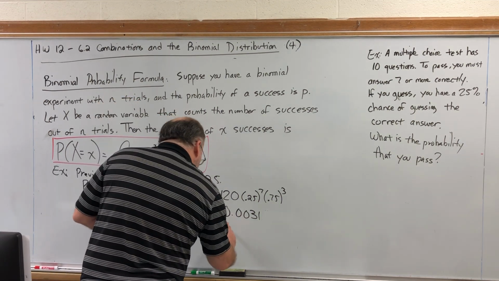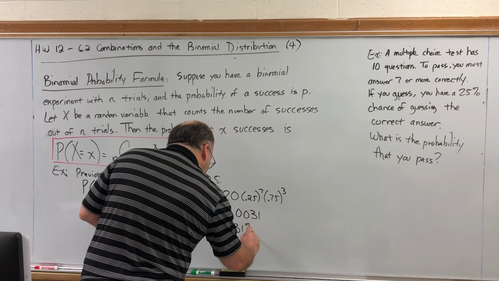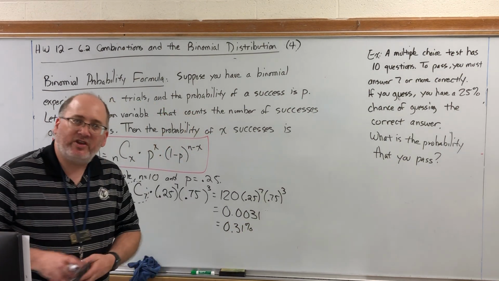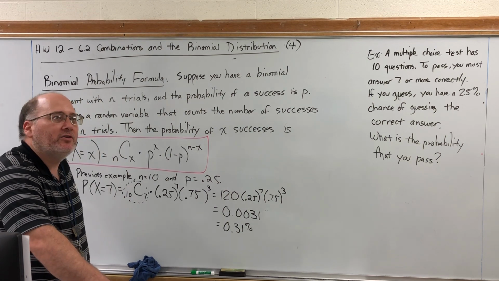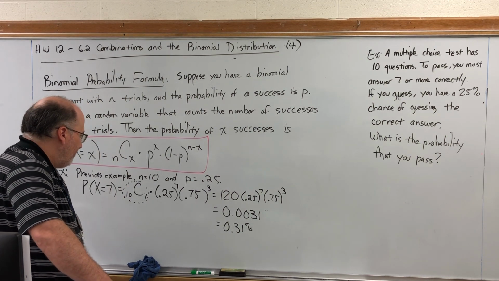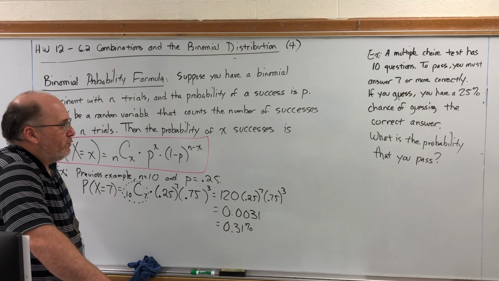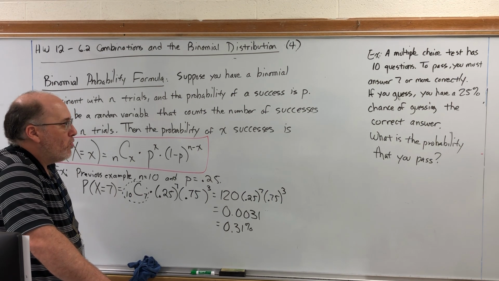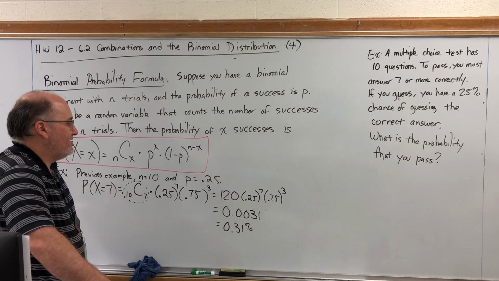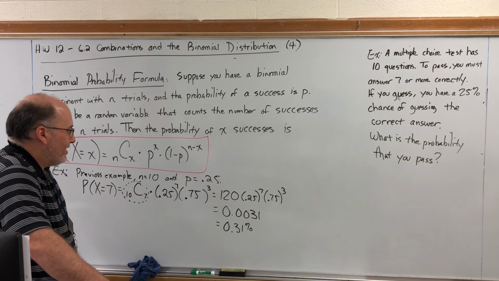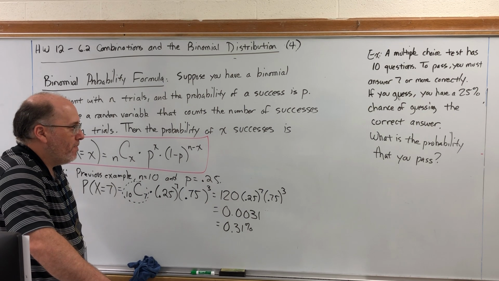So as a percent, 0.31% of the time. So there's not even a 1% chance that if you guess 10 questions at random, you're going to get 7 of them correct. But the question actually asked, what's the probability of getting 7 or more correct? This is only the probability of getting 7 correct. How do we calculate the probability of 7 or more?